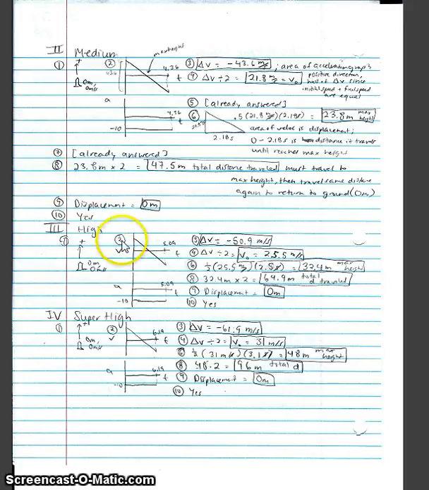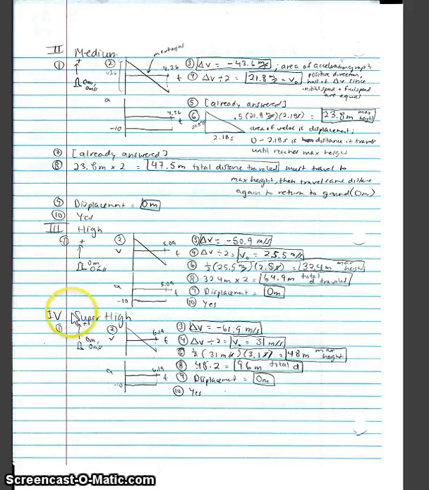For the high-speed rocket, these are my two graphs. For number 3, the change in velocity will equal negative 50.9 meters per second. For number 4, my initial velocity was 25.5 meters per second. For number 6, I got my maximum height as 32.4 meters. For 8, I have 64.9 meters for total distance traveled. For number 9, 0 meters for displacement, as usual.